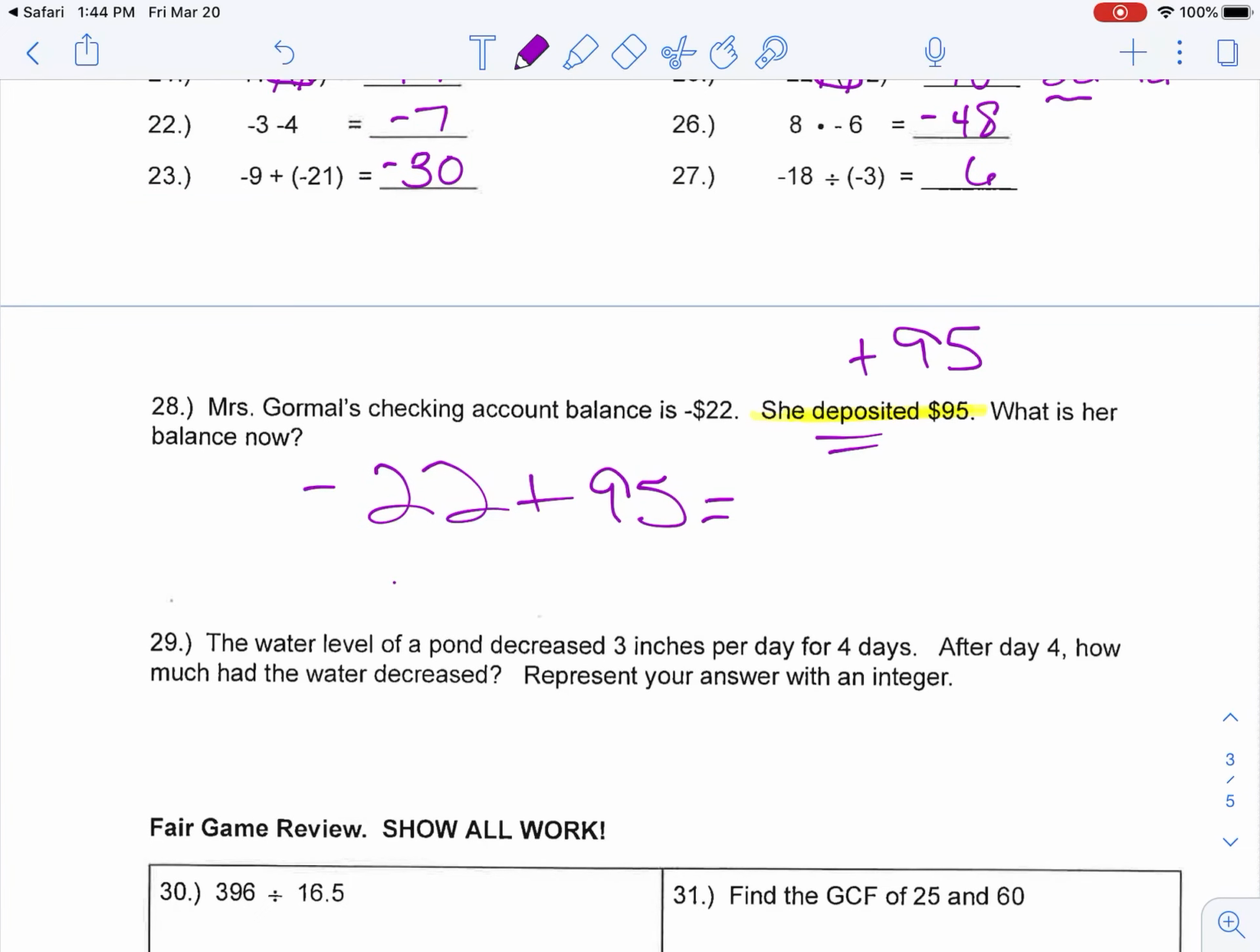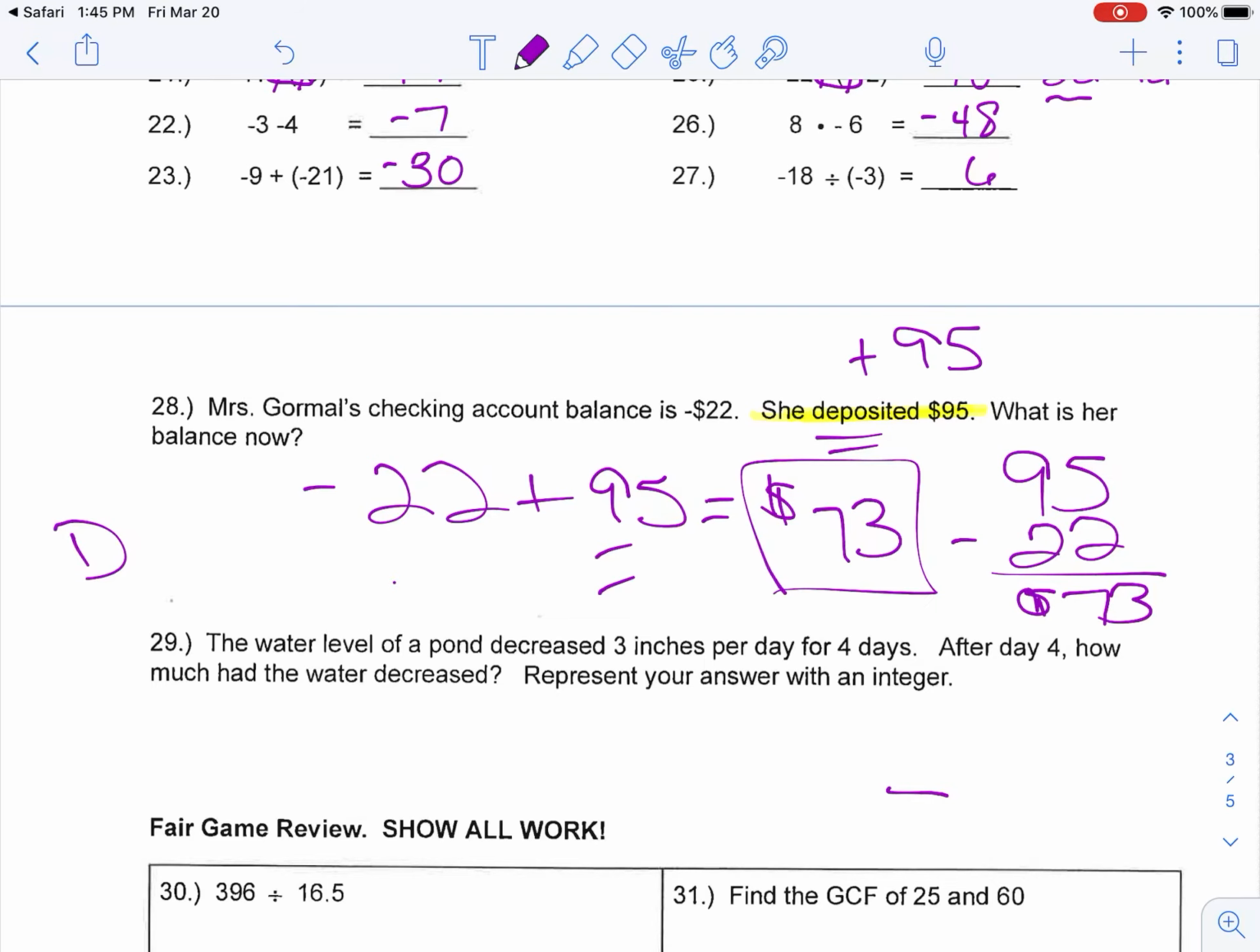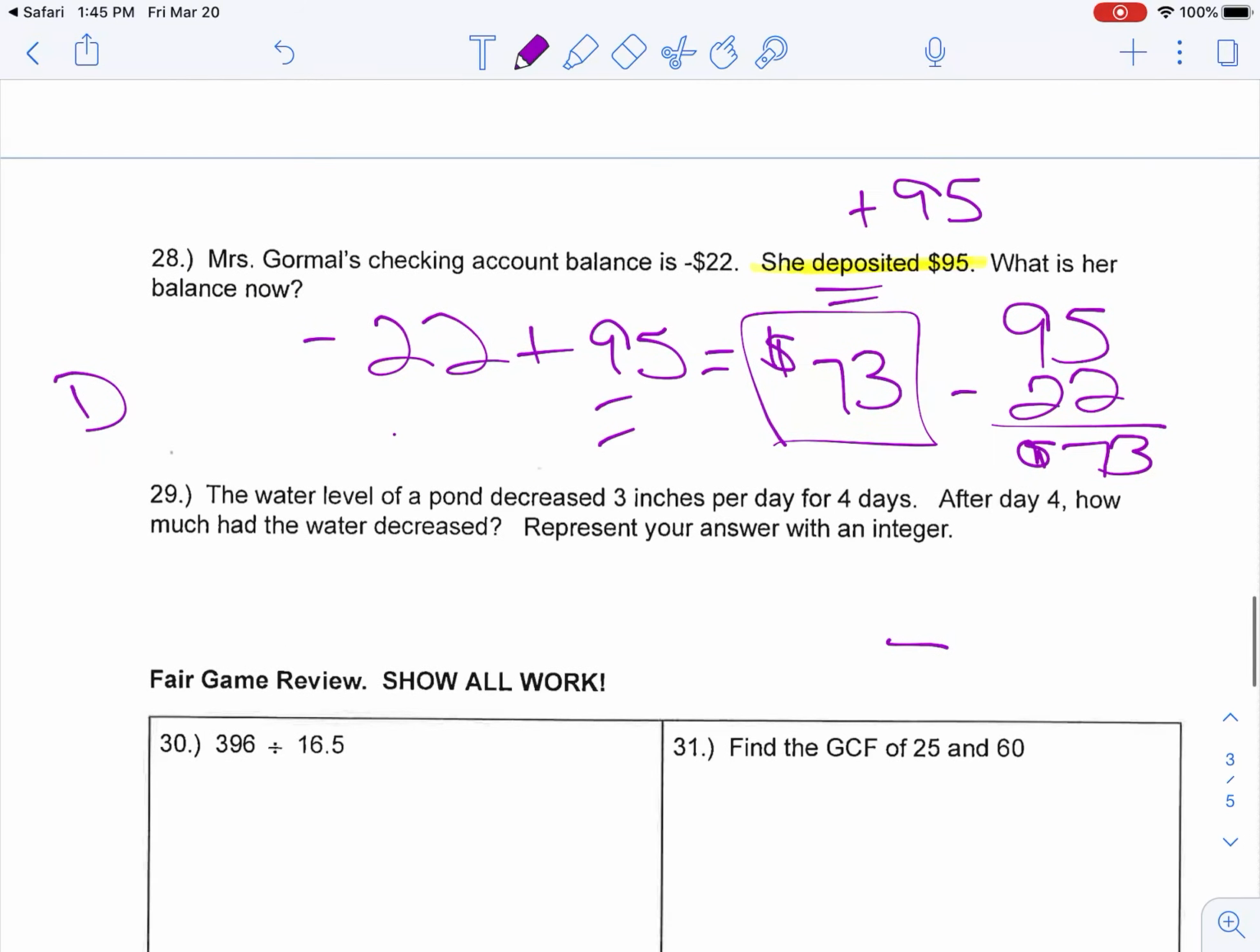Same thing. These are different signs, so we're going to find the difference. The difference between 95 and 22 is $73, and I've got way more positive. So it's a positive $73 in her account now.